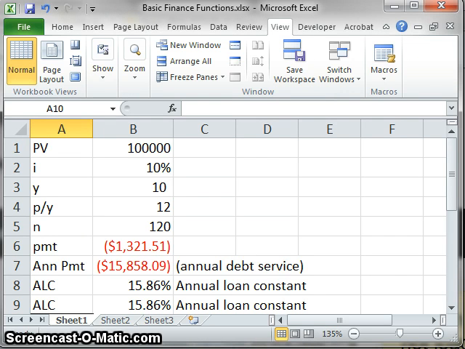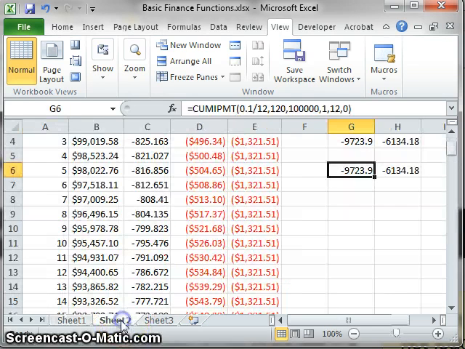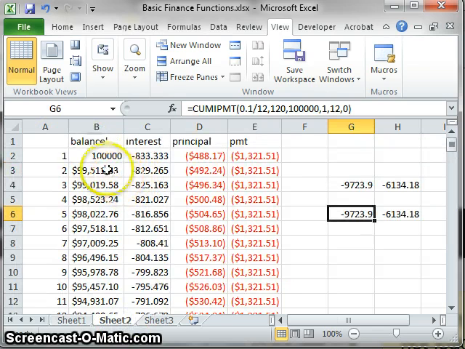In a previous video on basic finance functions, we looked at how to calculate payments, annual payments, just multiplying those by 12, and coming up with an annual loan constant, just the proportion of a loan. For example, this $15,000 that would be paid off in a year. If $15,000 is paid off in 1 year, each year of $100,000, then obviously the annual loan constant is going to be 15.86%.